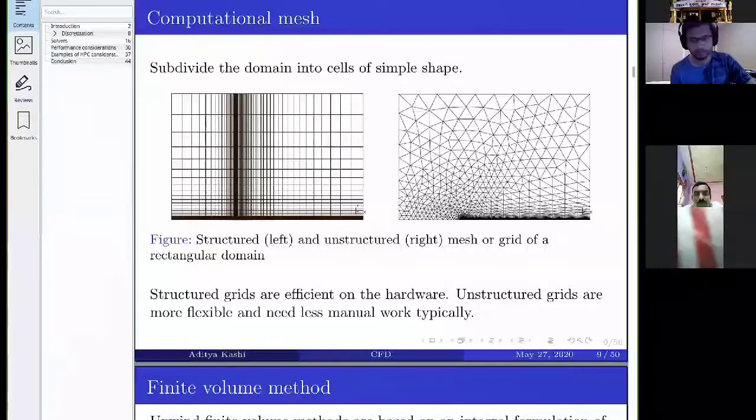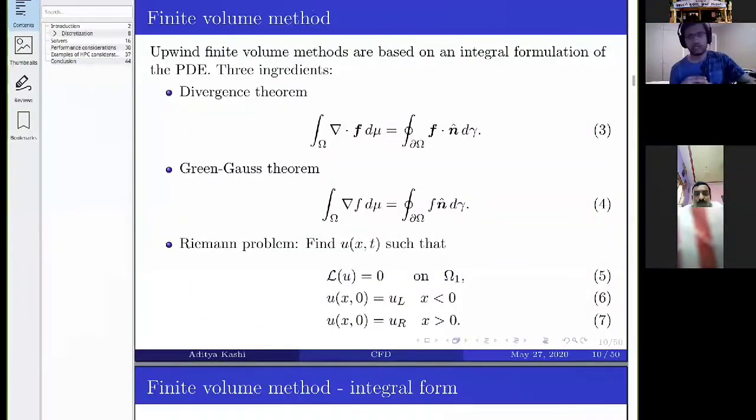Now, I'll be focusing on one discretization method, which is the finite volume method, primarily because there are many methods and it would take too much time to go through all of them. And this is a particularly simple method in its most basic form. So it has three main ingredients and two of them are from vector calculus. So one is the divergence theorem, which most of you would probably have seen.